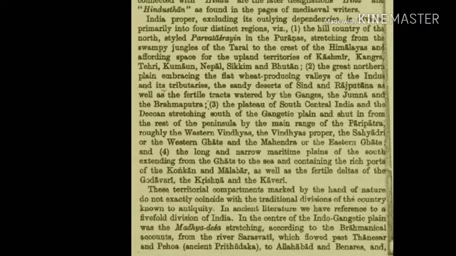2. The Great Northern Plain embracing the flat wheat-producing valleys of the Indus and its tributaries, the sandy deserts of Sind and Rajputana as well as the fertile tracts watered by the Ganges, the Jumna and the Brahmaputra. 3. The plateau of south-central India and the Deccan stretching south of the Gangetic plain and shut in from the rest of the peninsula by the main range of the Vindhyas, roughly the western Vindhyas, the Vindhyas proper, the Sahya or the western Ghats, and the Mahendra or the eastern Ghats.